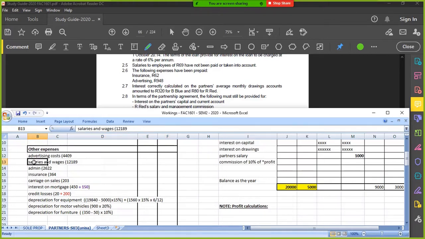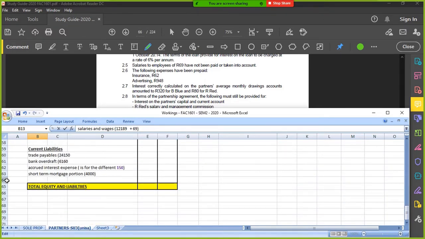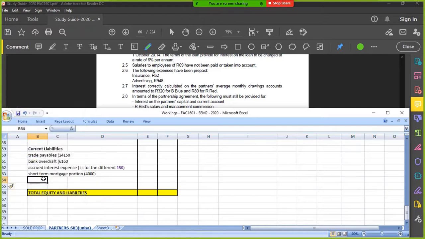Okay, where's my salaries and wages here? I'm going to show plus. How much? What is the difference? 69. Okay, that's not a lot, but it's something. Okay, 69, I need to put it in. Okay, let's add it here at the bottom. Accrued salaries and wages, 69. Okay, next, 2.6. The following expenses have been prepaid.